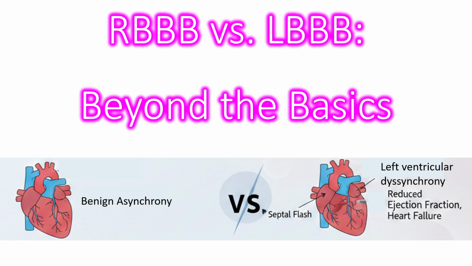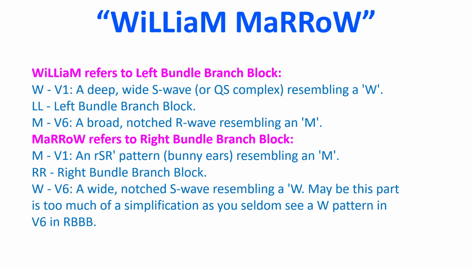While the basic Williams-Marrow mnemonic helps identify the patterns, the clinical implications of right bundle branch block and left bundle branch block differ significantly. Williams refers to left bundle branch block. W in V1, a deep wide S wave or QS complex resembling a W. LL for left bundle branch block. M in V6, a broad notched R wave resembling an M.